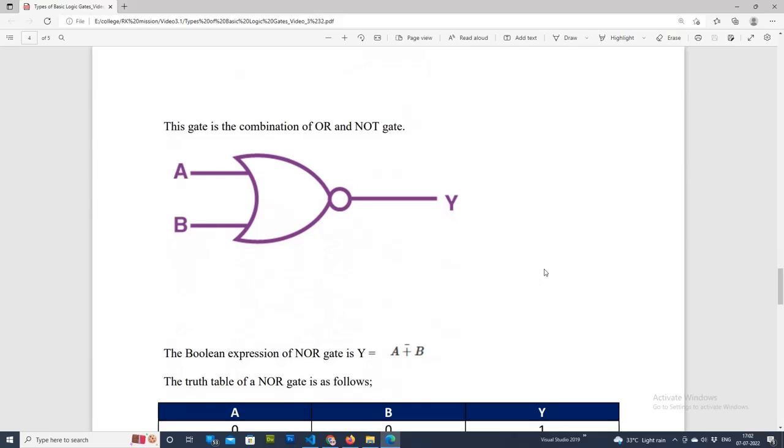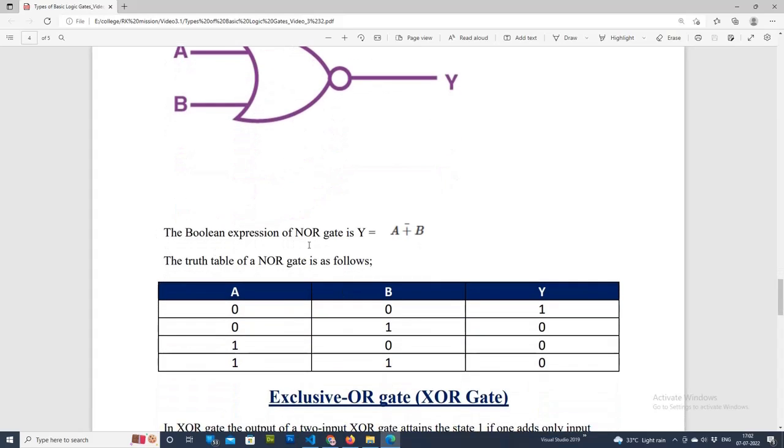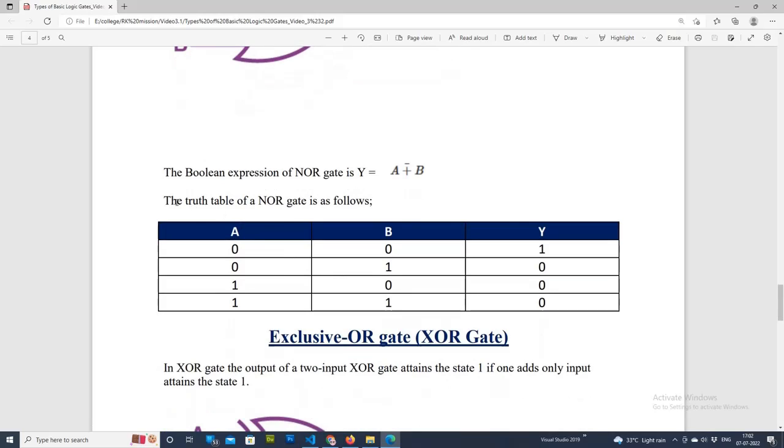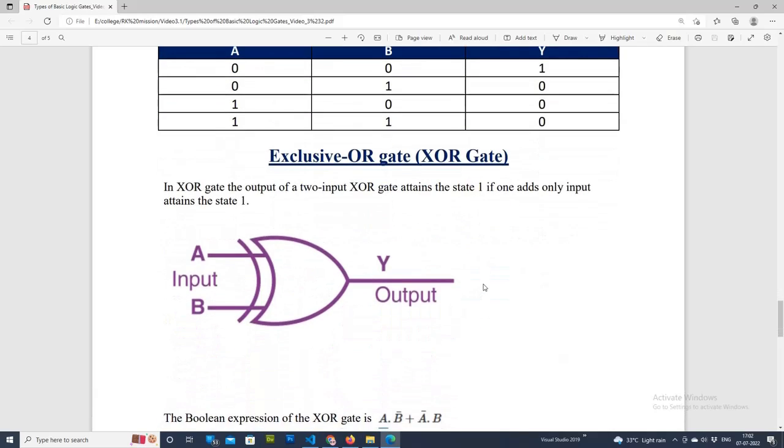NOR gate. The gate is a combination of an OR gate and a NOT gate. So here we have an OR gate and a NOT gate. The Boolean expression of the NOR gate is y equals a plus b, whole bar. The truth table of the NOR gate follows this: the inputs are 0 1 0 1 and 0 0 1 1, so the output should be 1 0 0 0.